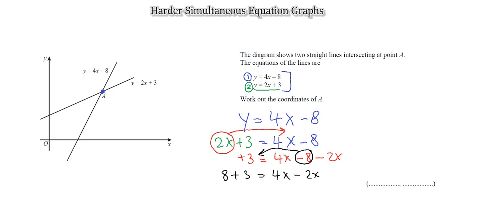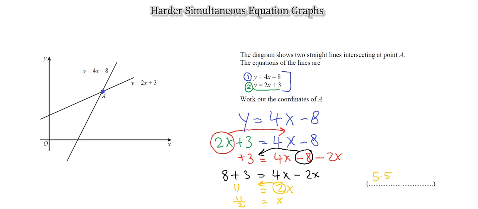And now we'll just find our value. So we know 4x minus 2x would be 2x. 8 plus 3 would be 11. And to find my x value, the 2 would go to the other side and divide by 11. So that's 11 divided by 2, so 5.5. You can also write the x value as 5.5. So that's where x is.